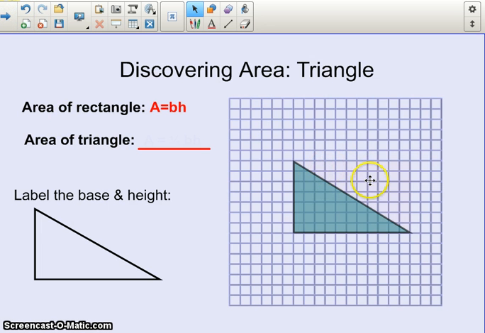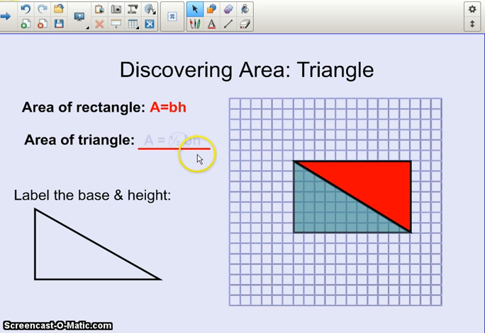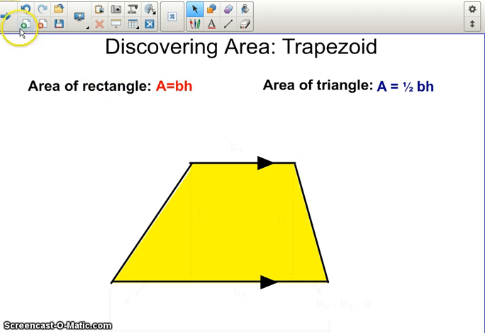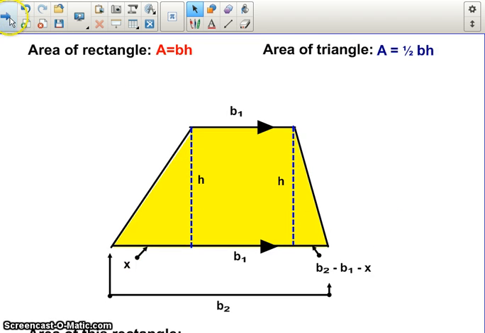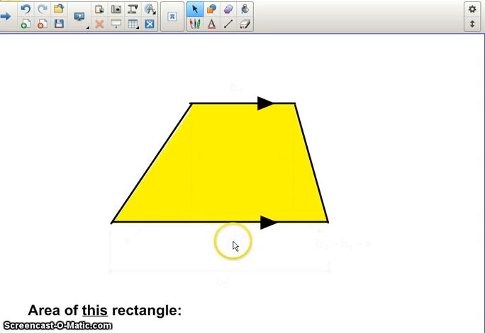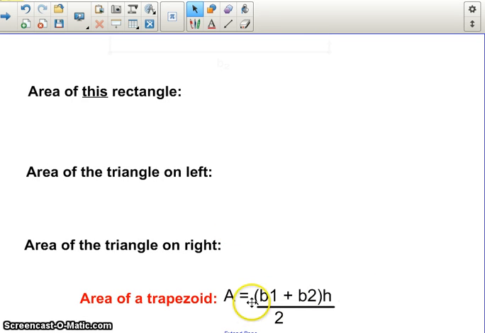Let's roll on. Notice that the triangle is just half of the rectangle, so we take the area formula for a rectangle and divide it by 2, or multiply it by half, which would be the same thing. So let's move on here. The trapezoid. On the trapezoid, notice that it's broken apart into a rectangle and then 2 triangles. So the formula for the trapezoid would be the base 1 plus the base 2 times the height, all divided by 2.